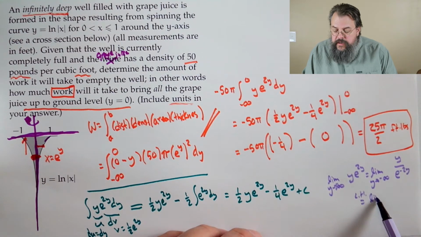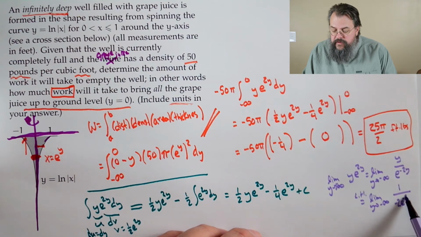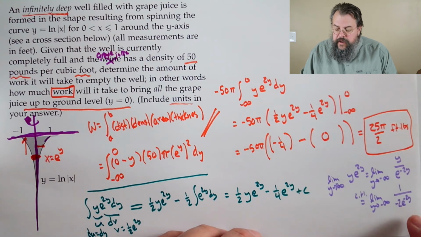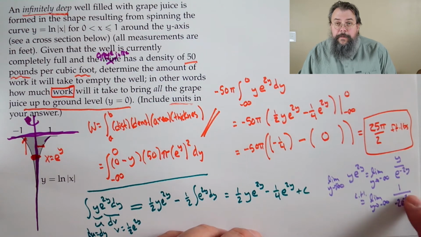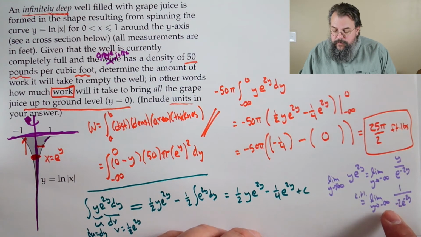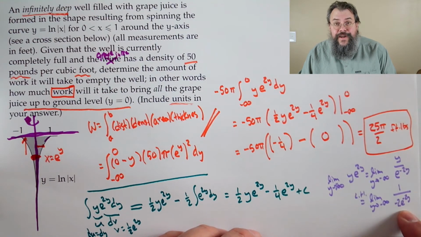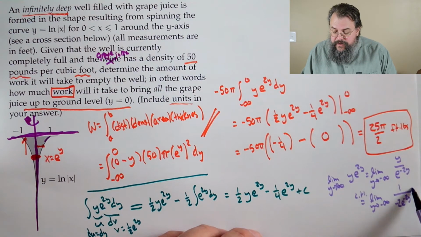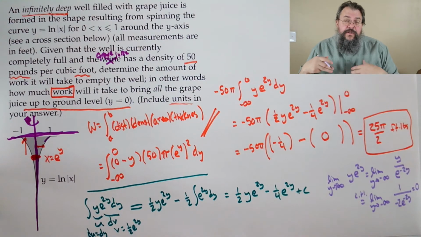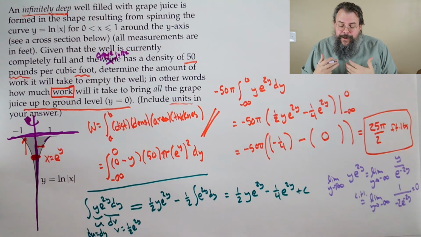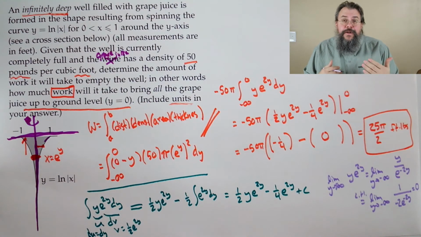We say, aha, this is the limit as y goes to minus infinity of 1 over minus 2 e to the minus 2y. And we see now, wow, look, the denominator is getting huge because y is negative, so it's e to a large positive number downstairs. So that's 0.